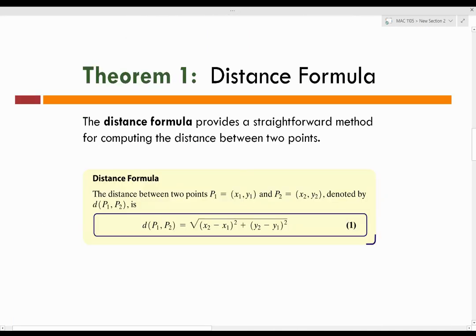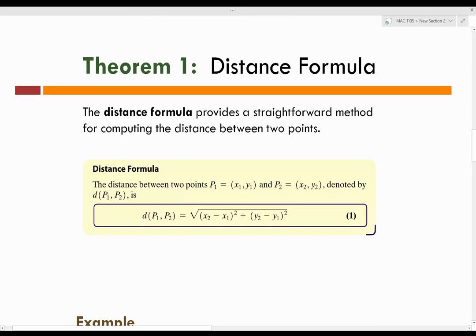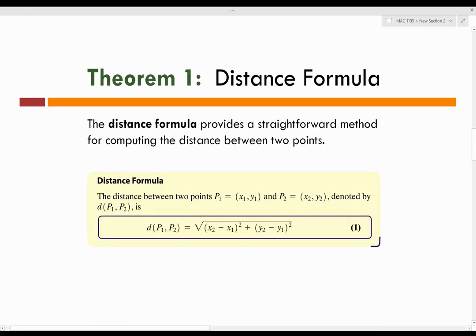So in this theorem, it says the distance formula. The distance formula provides a straightforward method for computing the distance between 2 points. Now, the formal definition says the distance between 2 points, P1 equals (x1, y1) and P2 equals (x2, y2), denoted by d(P1, P2), is as follows. If we're looking for the distance between 2 points, we're going to take the square root of the difference of the x coordinates squared plus the difference of the y coordinates squared. All right, so let's see if we can apply that to an example.